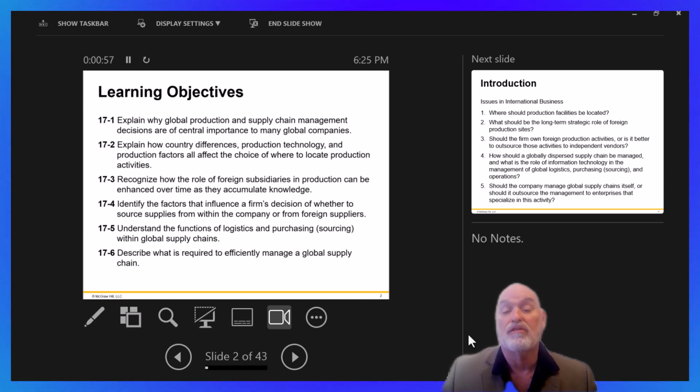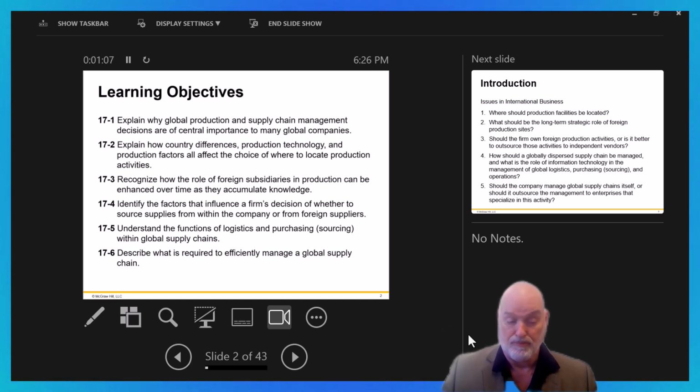Recognize how the role of foreign subsidiaries in production can be enhanced over time as they accumulate knowledge. Identify the factors that influence a firm's decision of whether to source supplies from within the company or from foreign suppliers, and understand the functions of logistics and purchasing, sourcing with global supply chains. And lastly, describe what is required to efficiently manage a global supply chain.